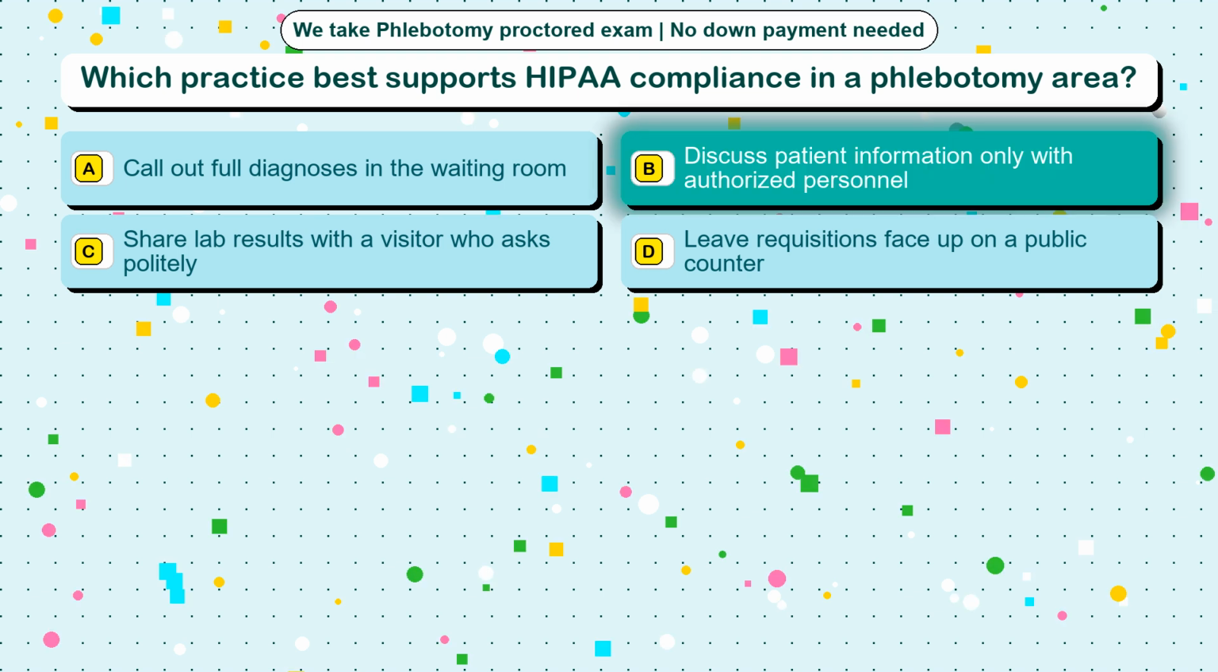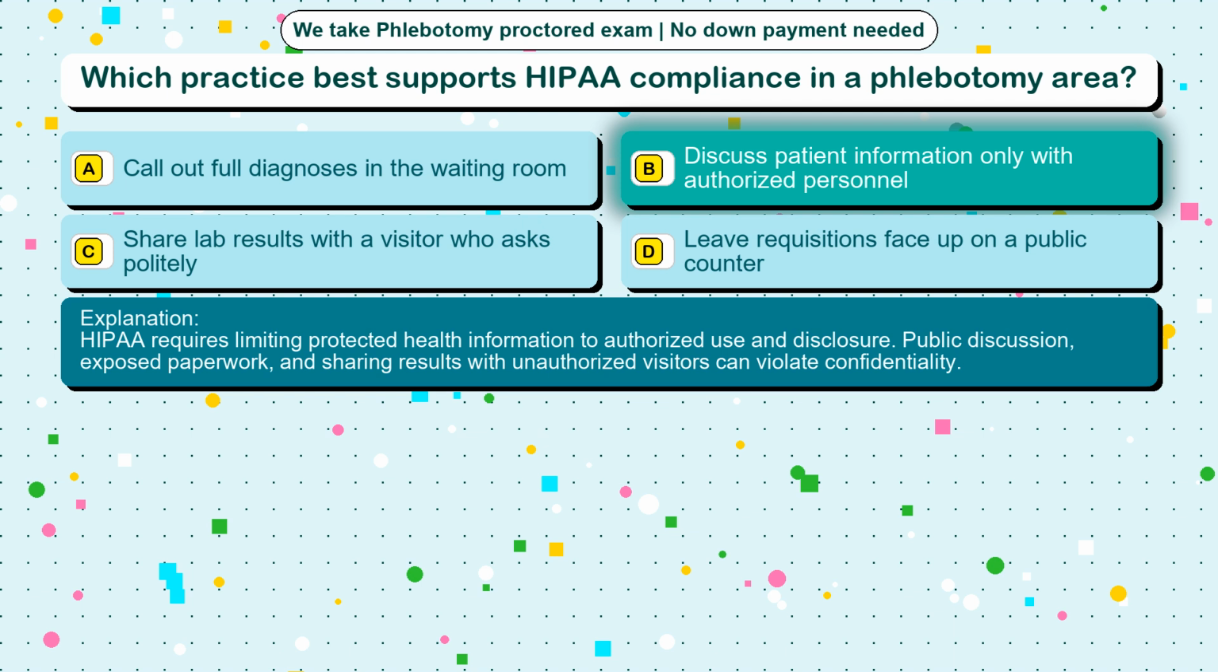The correct answer is option B, discuss patient information only with authorized personnel. HIPAA requires limiting protected health information to authorized use and disclosure. Public discussion, exposed paperwork, and sharing results with unauthorized visitors can violate confidentiality.